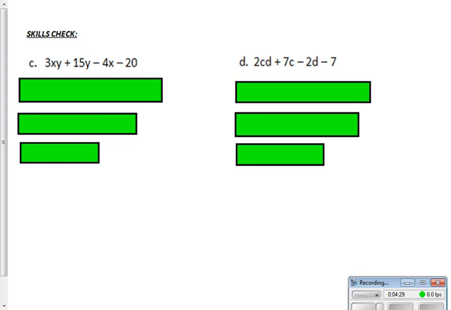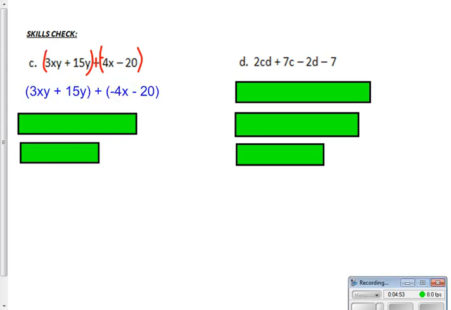Why don't you go ahead and give C a shot and D a shot here in the skills check. Determine, can you group things right away? Yes, I'd be able to group this. Remember, I would want to turn this into a plus a negative 4. So go ahead and we can start grouping here. So basically this is what your problem would be: 3xy plus 15y plus negative 4x minus 20. I want you to go ahead and pause the video and work through C.